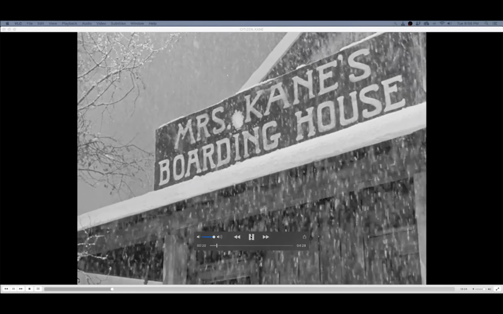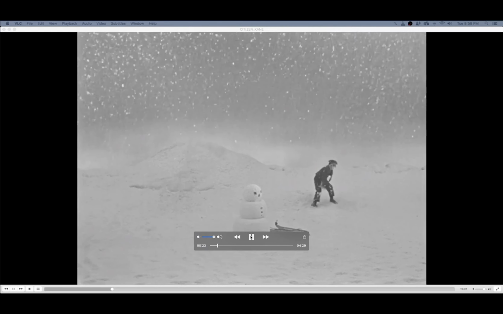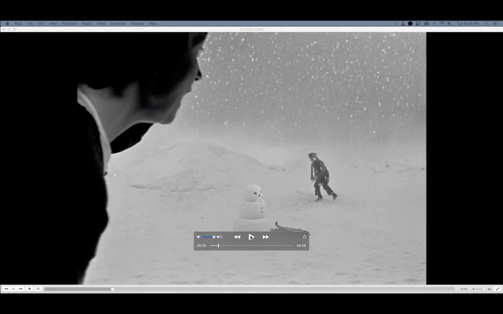Cut here. This is Kane's boarding house. We know exactly where we are. Right now we see his mother enter the frame, and it went from being a nice wide shot of Charles with the snowman, having fun and snowball fighting, to now he's small. It's a two shot over the shoulder, and he seems very small now. And you can see this transference of power going to his mother here.